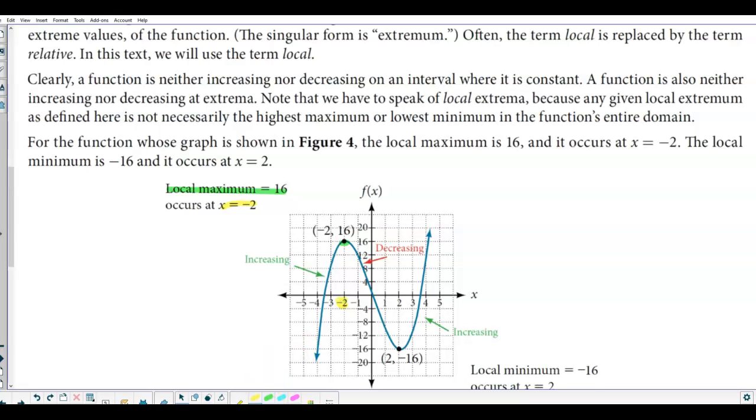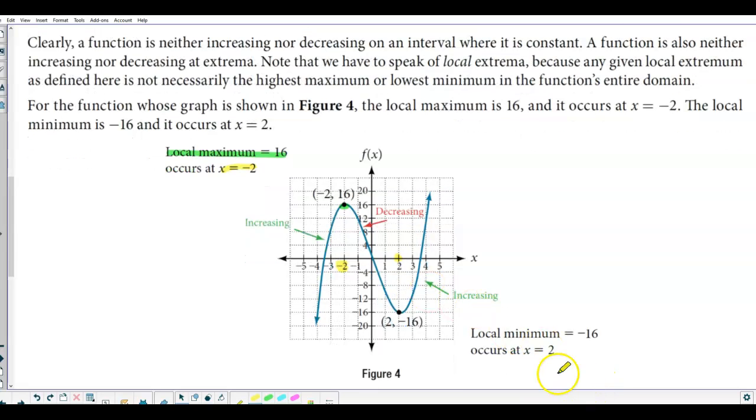Similarly, we can see that there's a local minimum at negative 16, and it occurs at positive 2. So here at positive 2, or when x is equal to 2, we can see that there's a local minimum at negative 16.